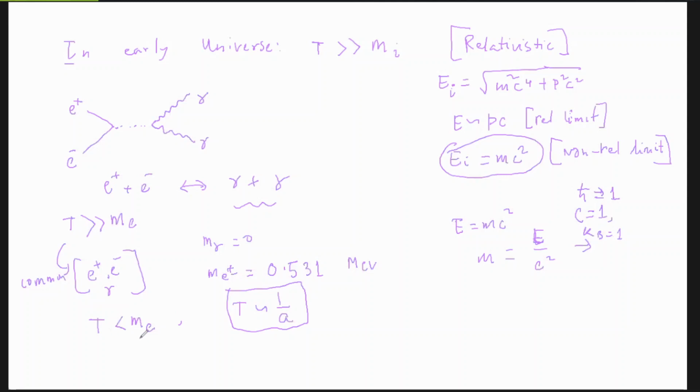So T will come below electron mass or positron mass. Then what will happen that time? Can you tell me? After T falls below, can this reaction happen efficiently, the reverse reaction? Yes or no? No. No. The answer, why?